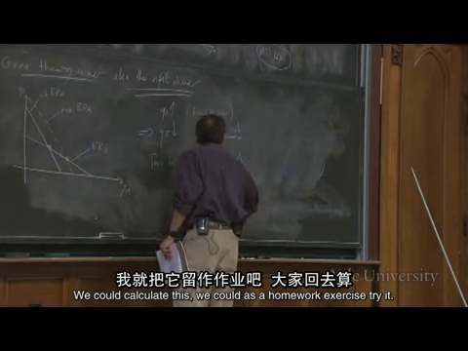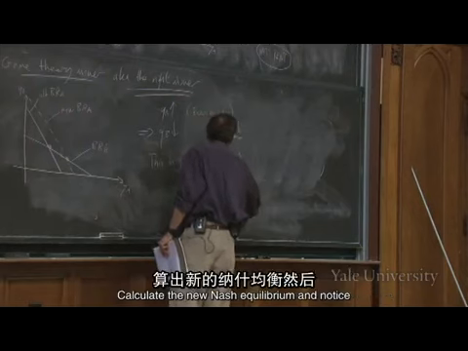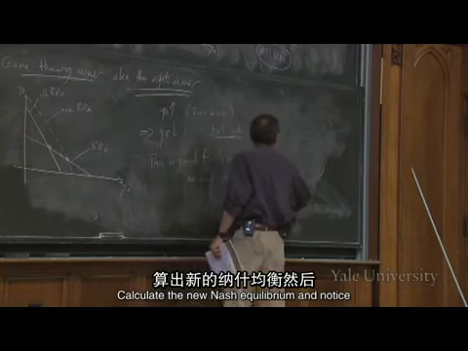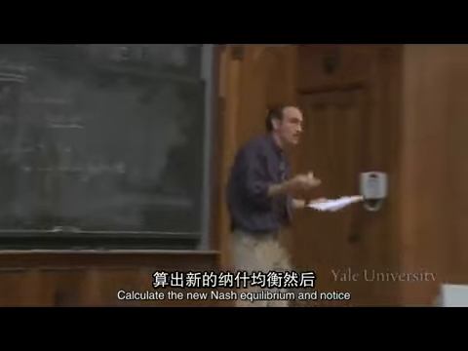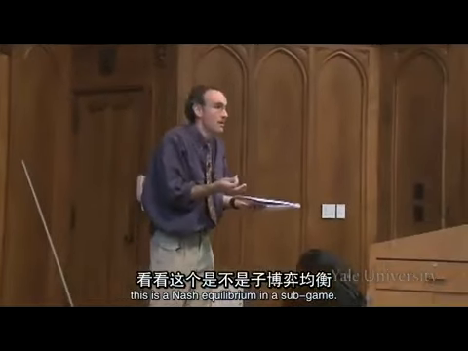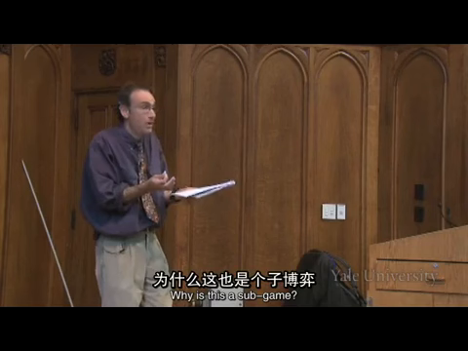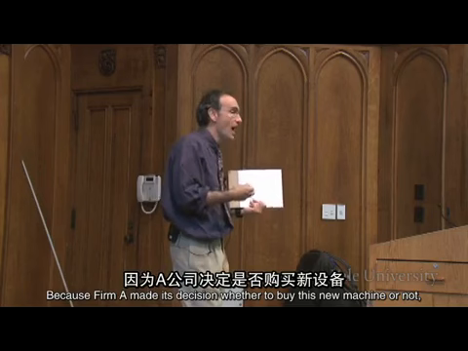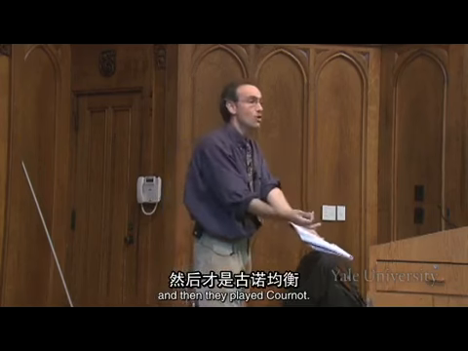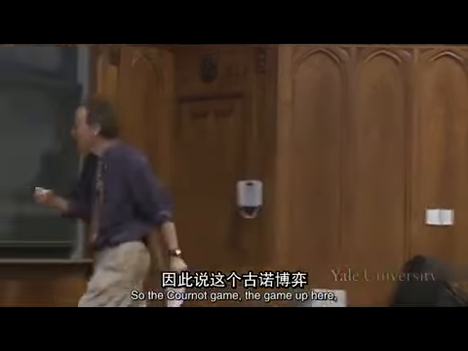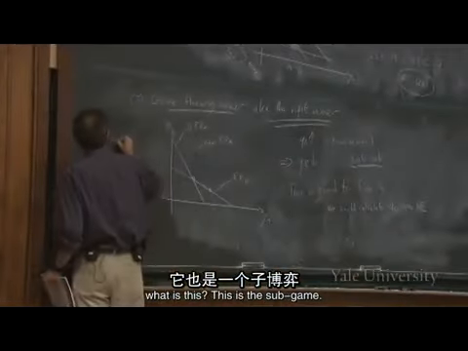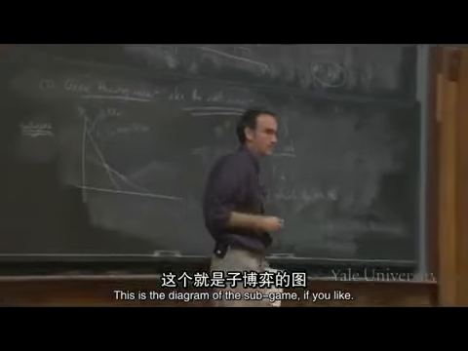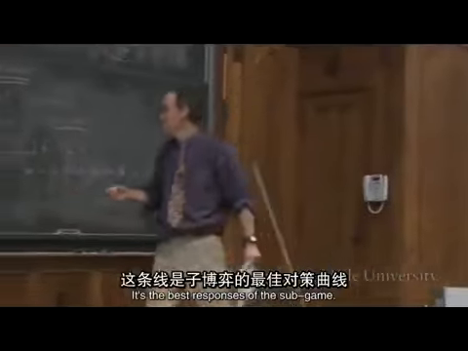We could, as a homework exercise, try it, calculate the new Nash equilibrium, and notice this is a Nash equilibrium in a subgame. All right? Why is this a subgame? Because firm A made its decision whether to buy this new machine or not, and then they played Cournot. So the Cournot game, the game up here, what is this? This is the subgame. This is the diagram of the subgame, if you like. It's the best responses in the subgame.